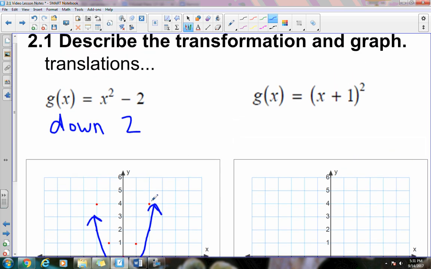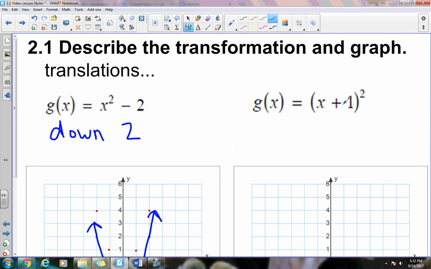Description, graph. All right, next one. Notice we've got x plus 1 and it's inside the parentheses. It's inside the function. It's before we're squaring it. This would be a transformation left 1.